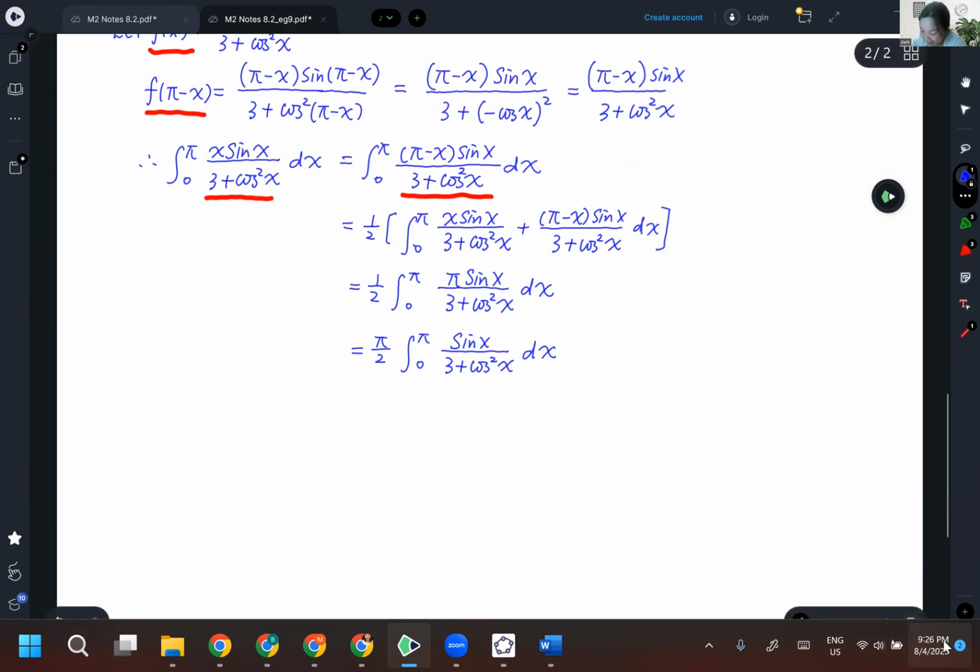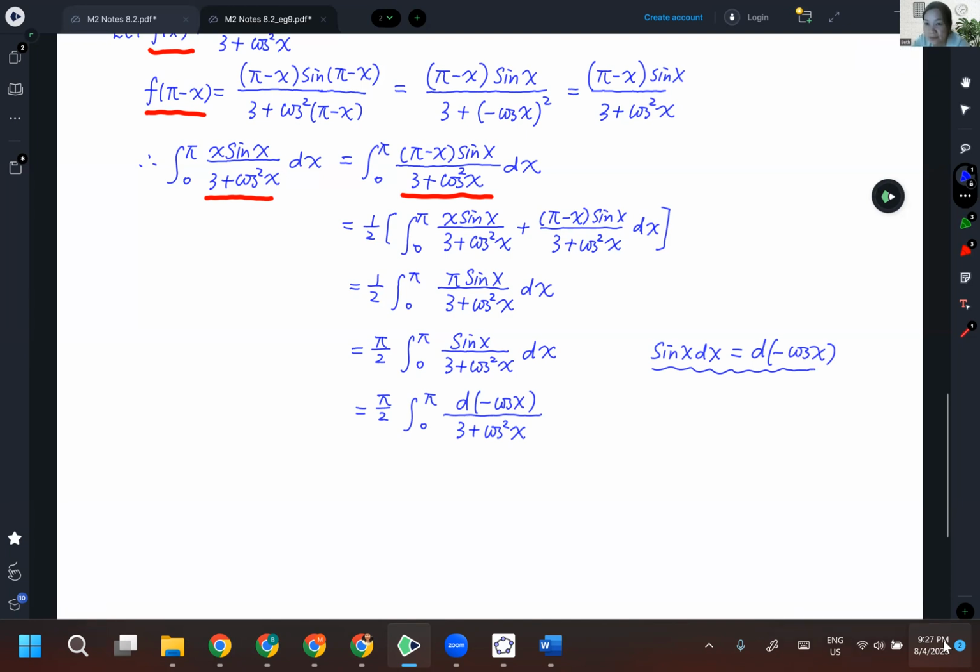Now, right now, it's just the integration time. This one is the indefinite integration. So my first technique is to use this. That is d negative cosine x over 3 plus cosine squared. Now here I'm using sine x dx equal d negative cosine x. That's a substitution. And because I didn't change the variable, the lower limit and the upper limit are not changed.